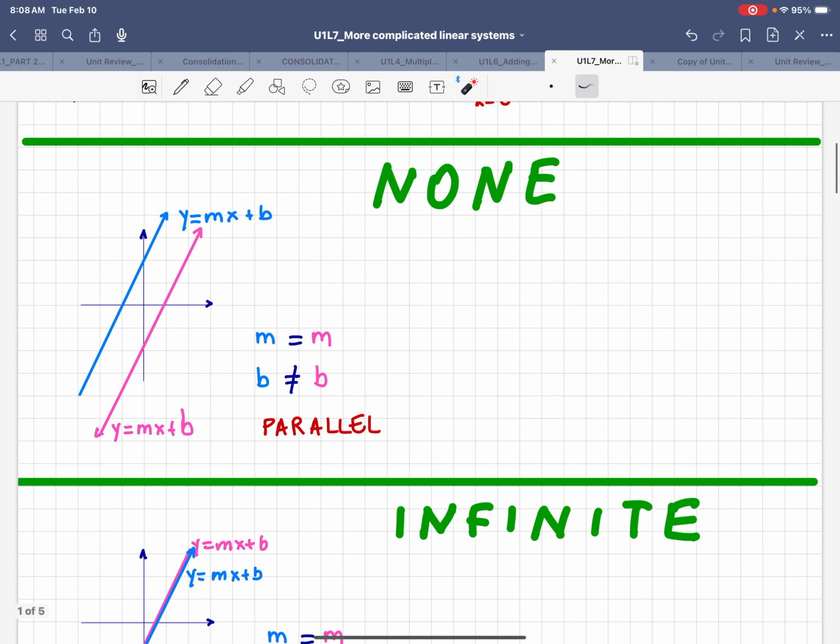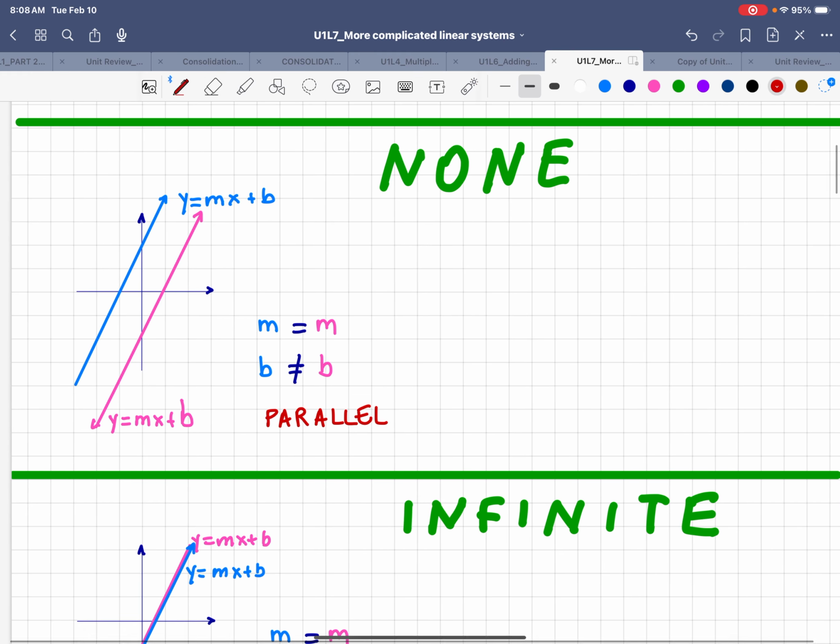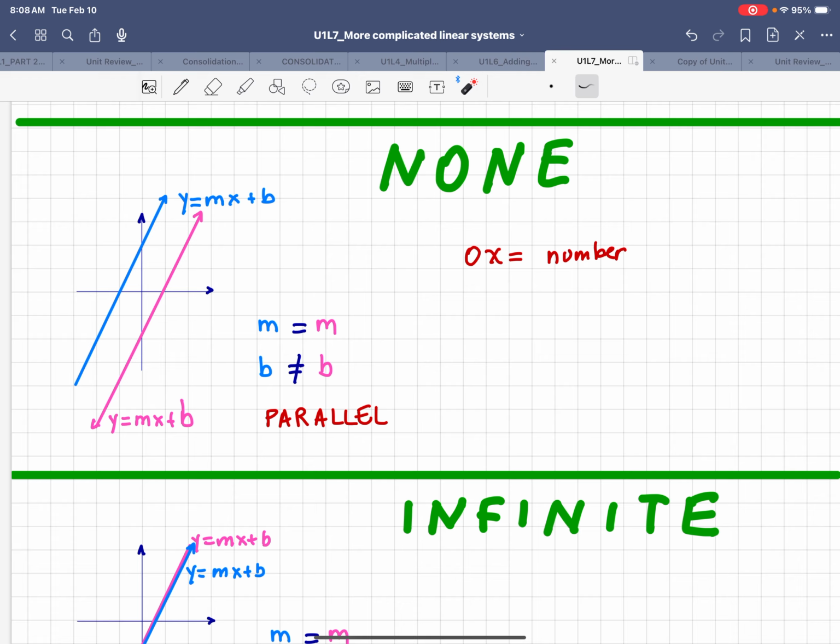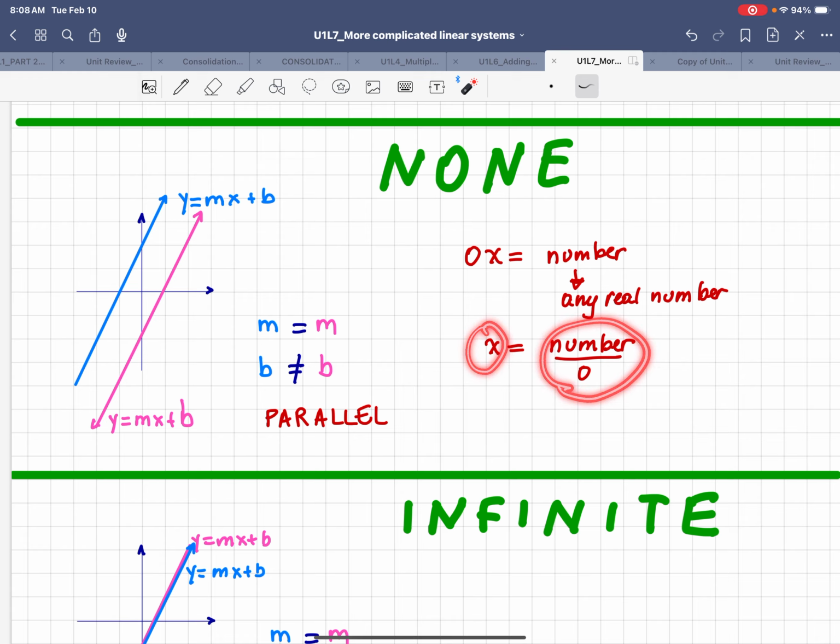Now, when a system has no solutions, then we end up with 0x equals a number. Again, the number on the right side can be any real number. As you can see here, the coefficient of x is 0, which means that x has to be that number divided by 0. And we know that we cannot have a 0 in a denominator because division by 0 makes no sense, which means that such an x doesn't exist, which means a solution or a point of intersection between the two lines doesn't exist.